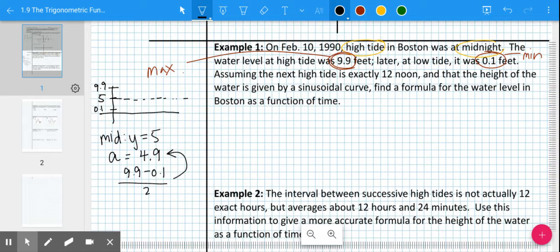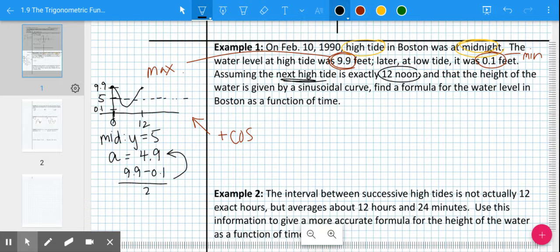Once I have that information, I want to take a look at the rest of the problem. They say that the next high tide is exactly noon. So high tide was at midnight, and we're going to call that 0 hours. Then the next high tide is at exactly 12 noon, which would be 12 hours later. So I start at high tide, I go down, and then I hit high tide again. It's going to look something like this, which to me looks like the shape of a positive cosine graph. So I'm going to be using a positive cosine graph in my work here.